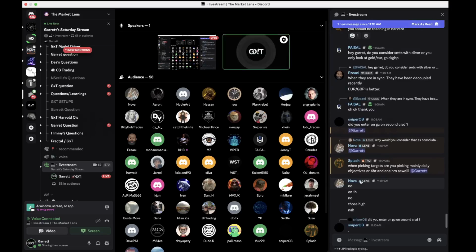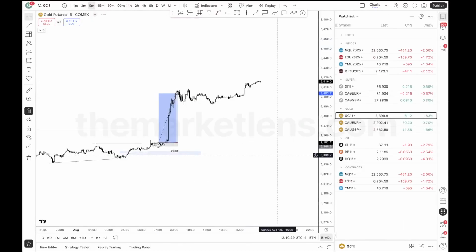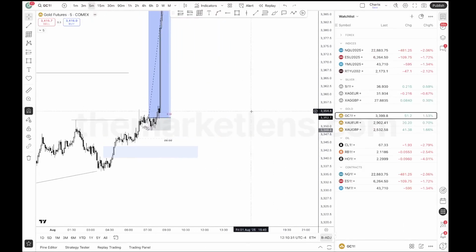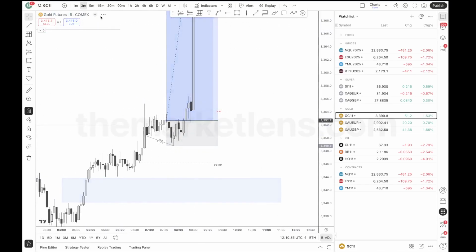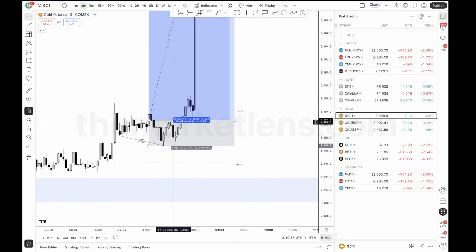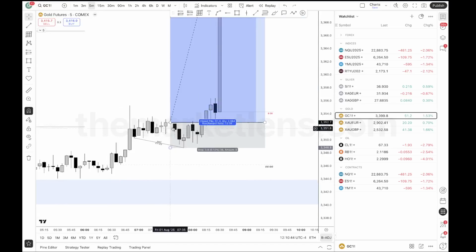Did you enter on GC on second CSD? No, I entered right here, I think. If I remember, it's somewhere around here. There's no second CSD, really. It's just the first one. The second CSD is NFP, right? So I'm just entering prior to NFP, stop loss at this low. This should remain, right?